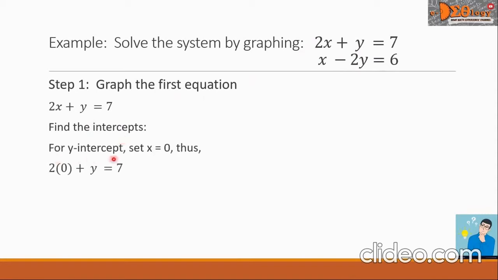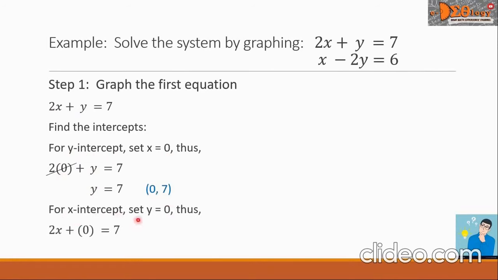For y-intercept, we set x equals 0. Thus, the equation 2x plus y equals 7 becomes 2 times 0 plus y equals 7. And we can cancel this 2 times 0. So we can now have y equals 7. This is the value of y when x equals 0. So the ordered pair of y-intercept is 0, 7.